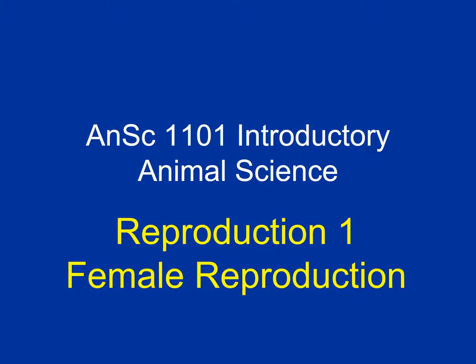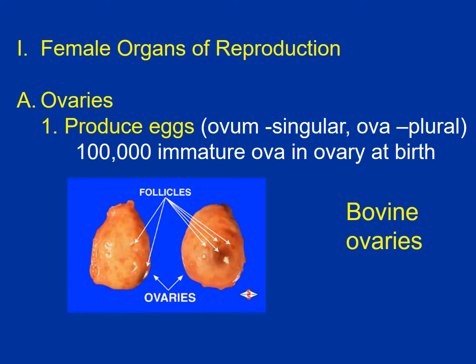Welcome to the Animal Science 1101 Introductory Animal Science. This video is Reproduction 1, Female Reproduction. We are going to start with the female organs of reproduction. And kind of the number one place to start is with the ovaries.